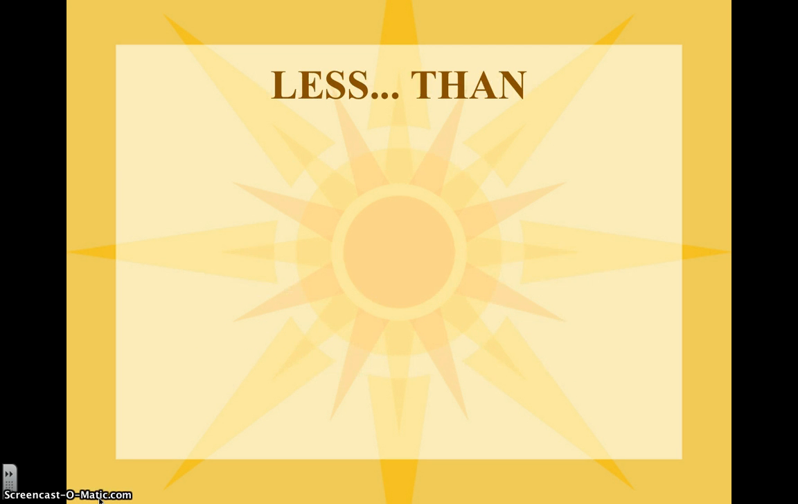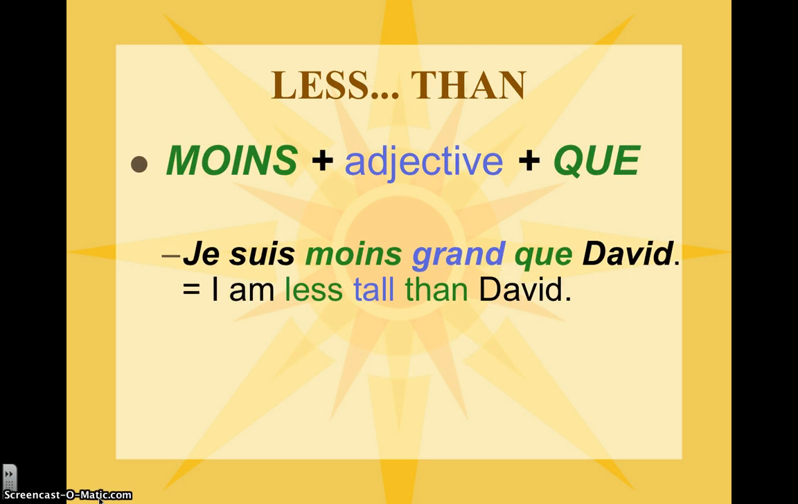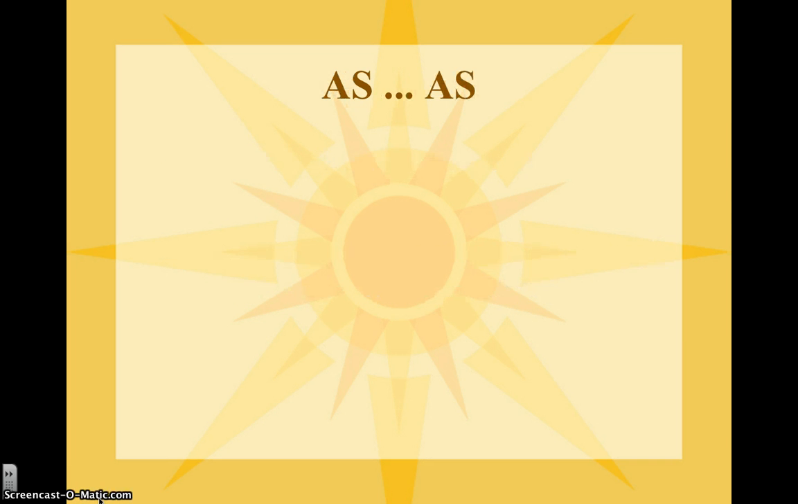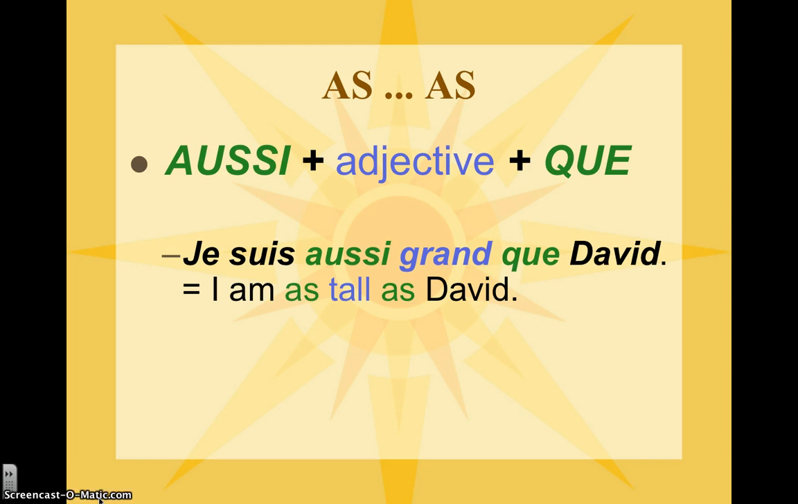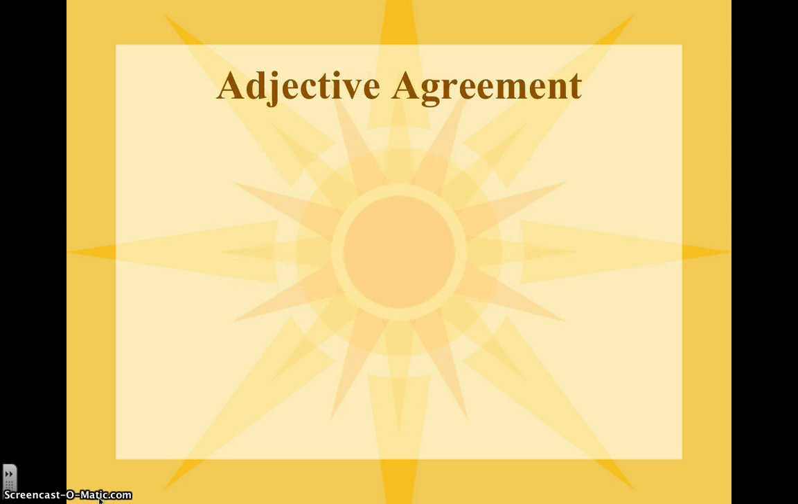If I am less than, then I'm going to say moins plus the adjective plus que. Here's an example: Je suis moins grande que David. I am less tall. If we want to say that we are equal to someone, we use aussi plus the adjective plus que. Je suis aussi grande que David means I am as tall as David is. So that's when someone is equal.